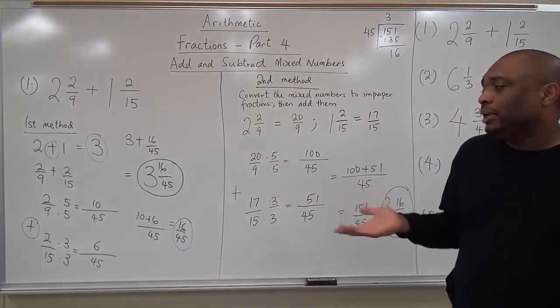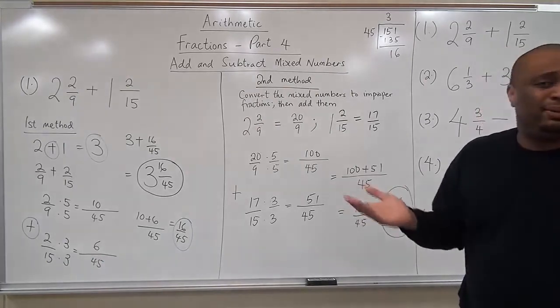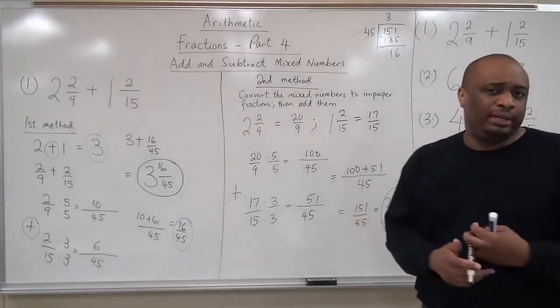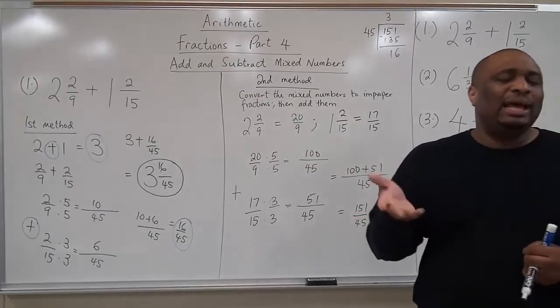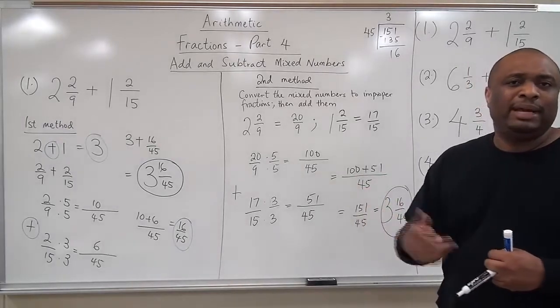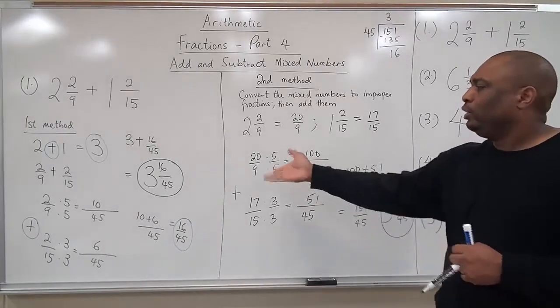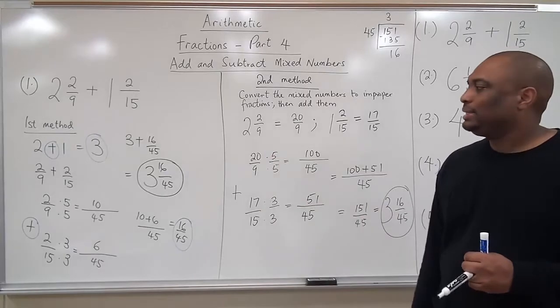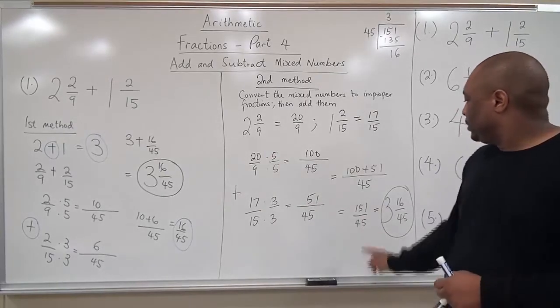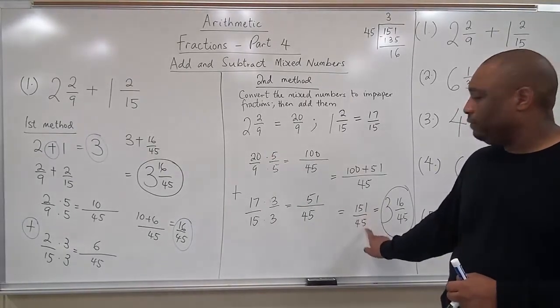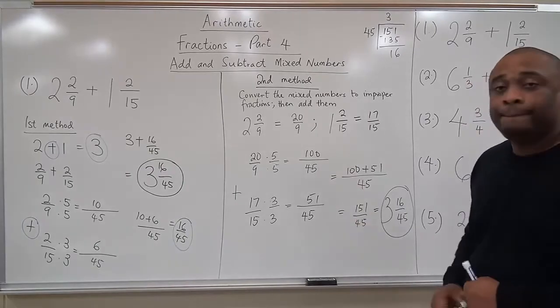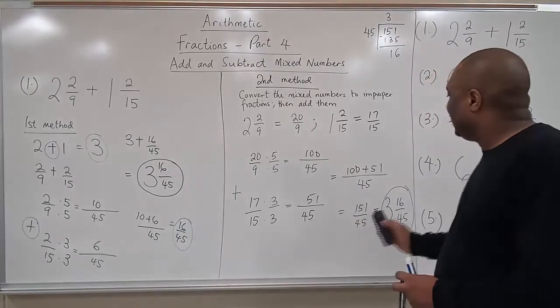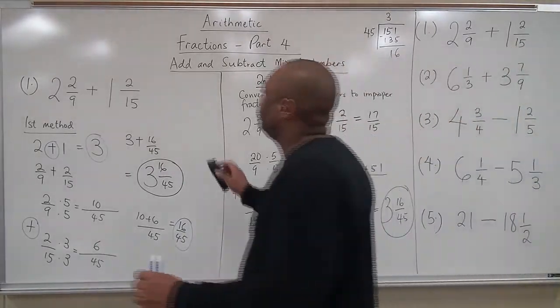Now, some textbooks, some learning software, learning management systems or cost management systems will grade improper fractions as the answer. Some of them will grade it like this, 151 over 45. Okay, let's do question 2.